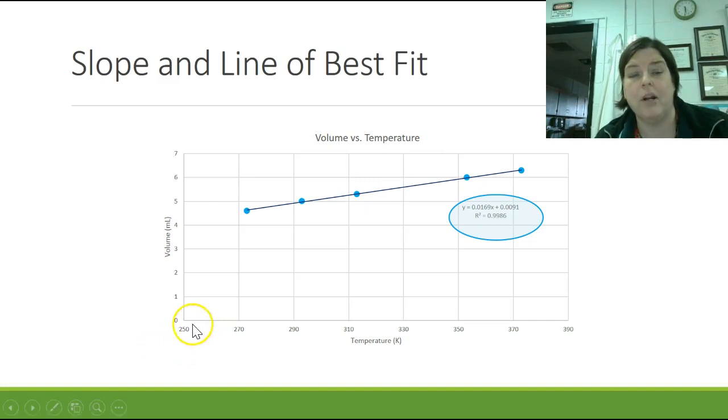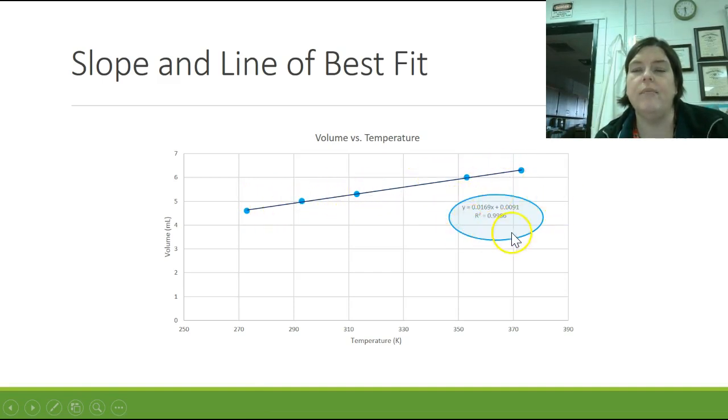So sometimes I can put breaker bars right here and put a break and start with a number and then continue forward. But I can see each of these spaces is 20 Kelvin. Going up, I have 1 milliliter going up. So there's my scale. I've plotted my points, and then finally I've drawn the line of best fit.